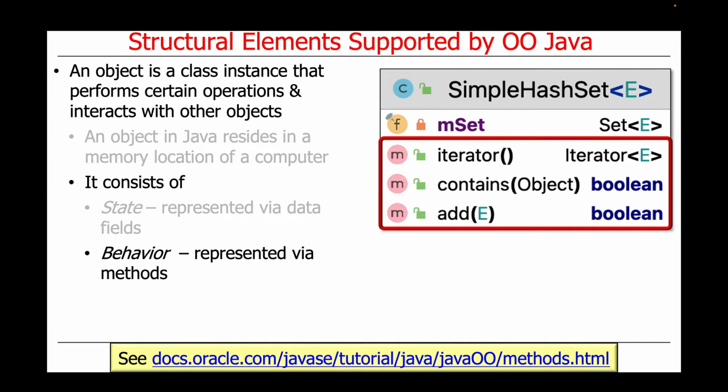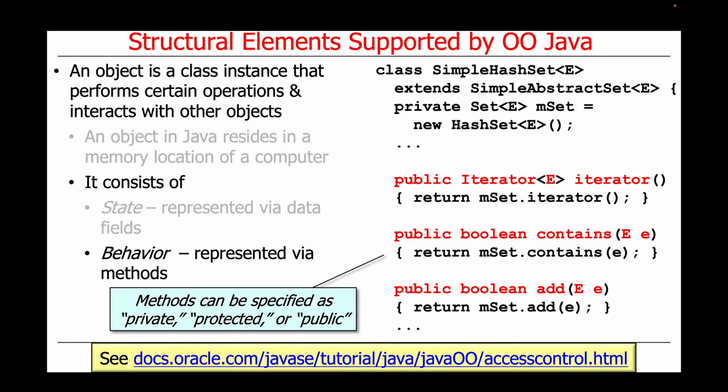The other part of a class is its behavior, which of course are represented via methods. So examples of these methods in the context of simple hash set would be iterator, contains, and add. As you can see here, methods can be specified in various ways using access control specifiers too. All the methods we see here, iterator, contains, and add, are defined to be public, which means that they're accessible to any client that uses an object or an instance of simple hash set.